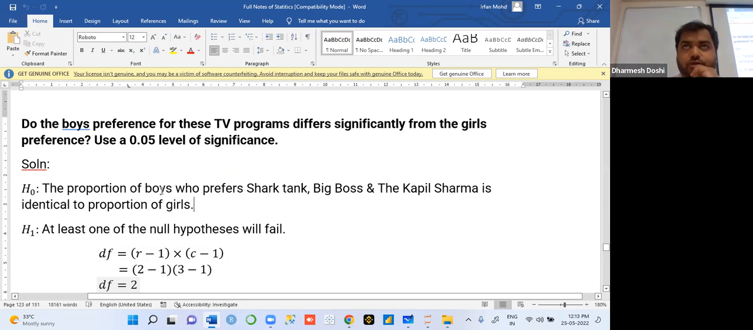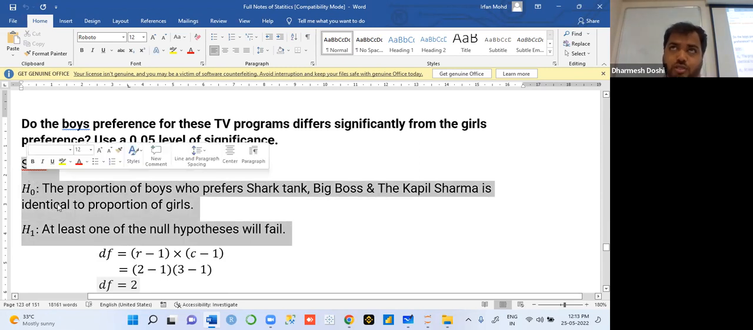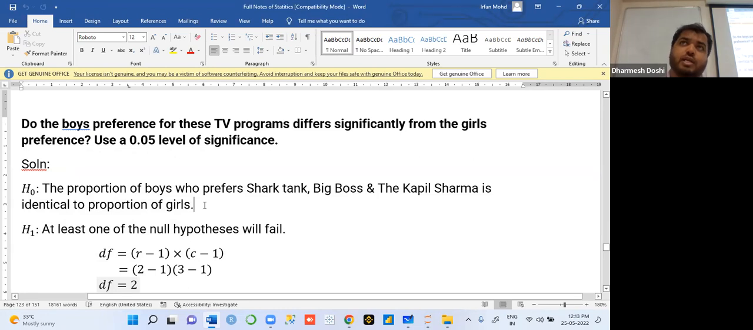The proportion of boys is similar to the proportion of girls who prefer three types of shoe, in H1. Or we can say: there is no significant difference in the proportion of boys and girls with respect to three types of shoes, and at NH1, there is a significant difference. You can write it this way also. This is the standard one which I've given over here. You can frame it as per the t-test also. You're allowed.